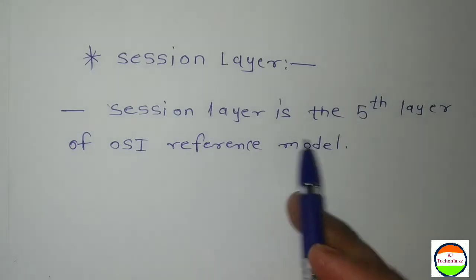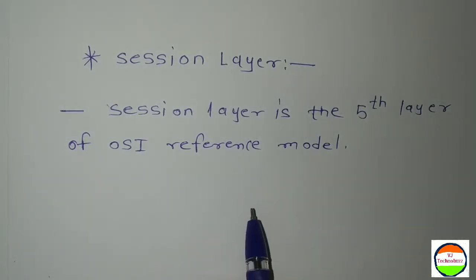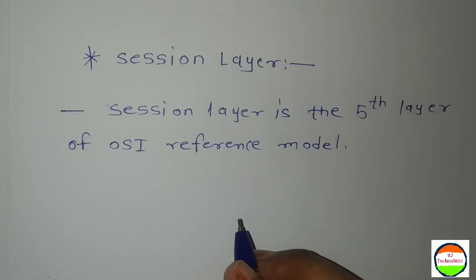Session layer is the fifth layer of OSI reference model. The session layer is used to establish, maintain and synchronize the interaction between communicating devices.